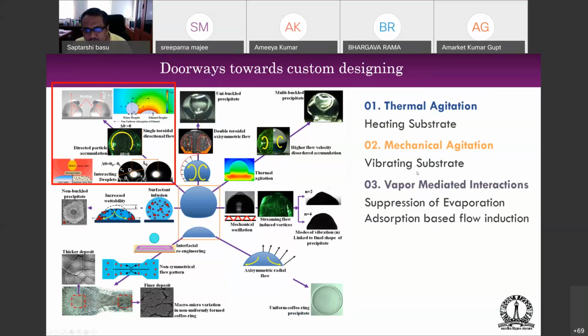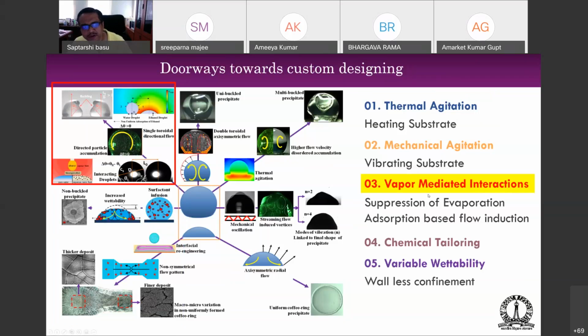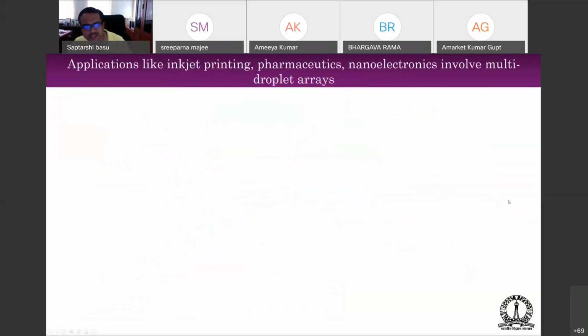Then the part that I'm going to talk about, which we'll find interesting, is basically what we call vapor-mediated interaction. That means I'm not going to touch the droplet, but I am going to change the governing physics of the droplet in such a way that we achieve certain goals. And similarly, there will be other things like chemical tailoring and variable wettability, which is basically modulating the surface in such a way that it is a case of interfacial reengineering, so that we can develop patterns of our choice. So we are going to look at vapor-mediated interactions in a little bit more detail.